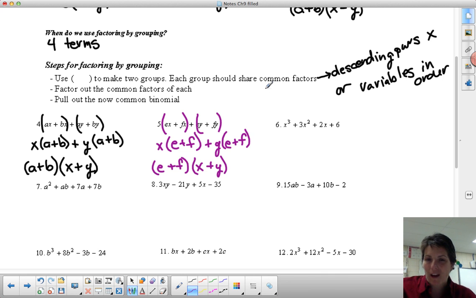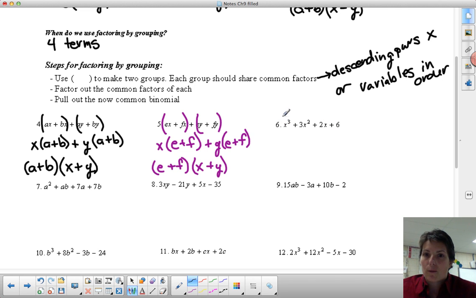So hopefully problem number 5 was nice and easy for you. Now let's work through problem number 6 together. In problem number 6, the first thing we check for is: is it in descending powers of x, or are my variables in order? Because sometimes we might have to reorganize a problem in order to do it. But in this case, it is organized.